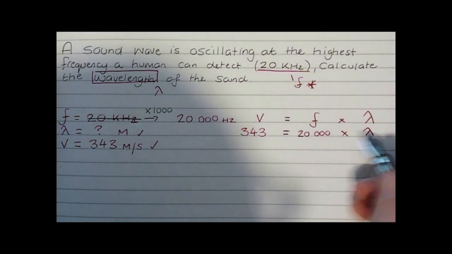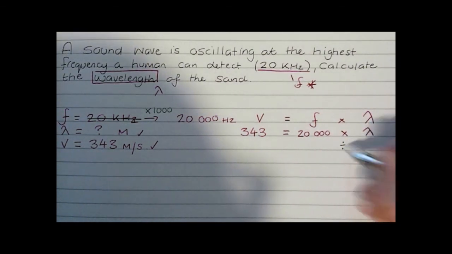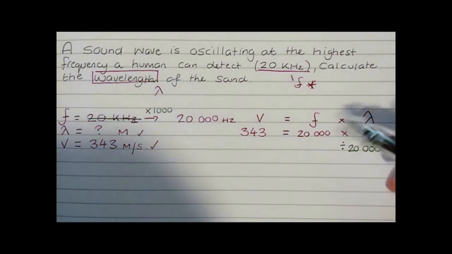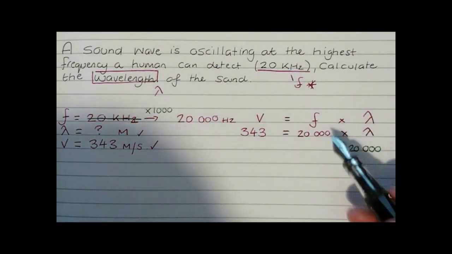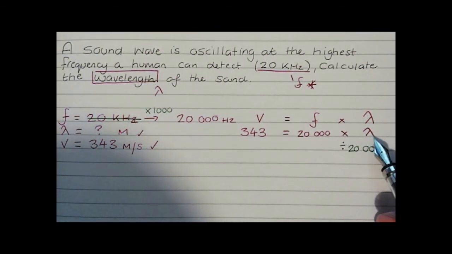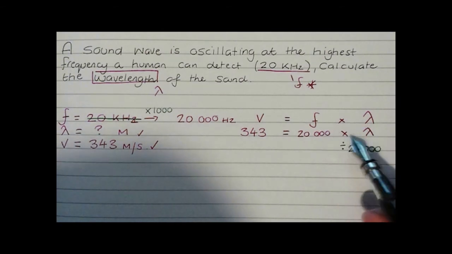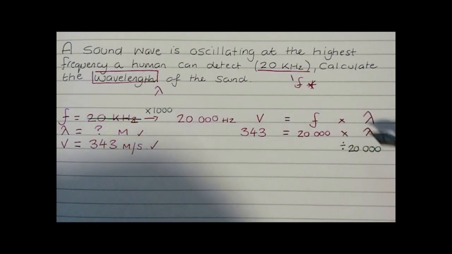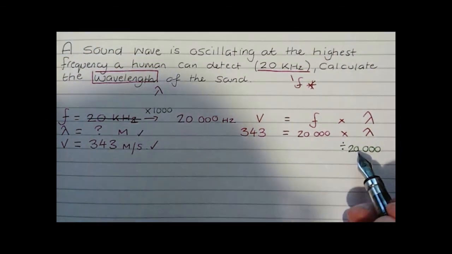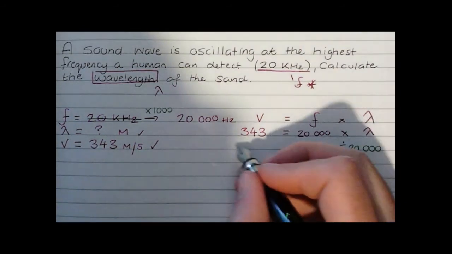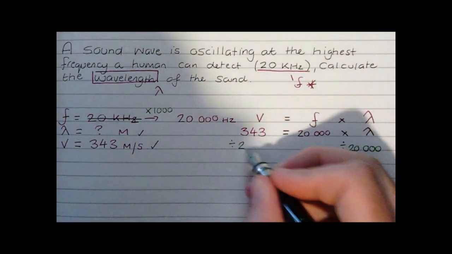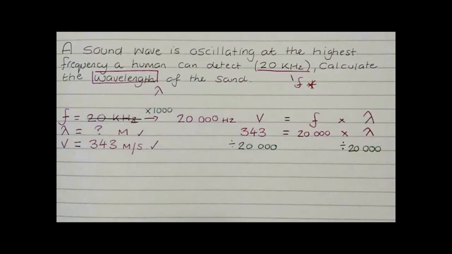So we do the opposite to get rid of 20,000 to leave it on its own. So the opposite of multiplication is to divide, and it's divide by 20,000 because 20,000 goes into 20,000 one time, which would cancel out to be 1 times whatever the wavelength is, and 1 times anything is itself. So that will get rid of those. But if we do an operation to one side, we've got to do it to the other side too. So we're going to divide that side also by 20,000.